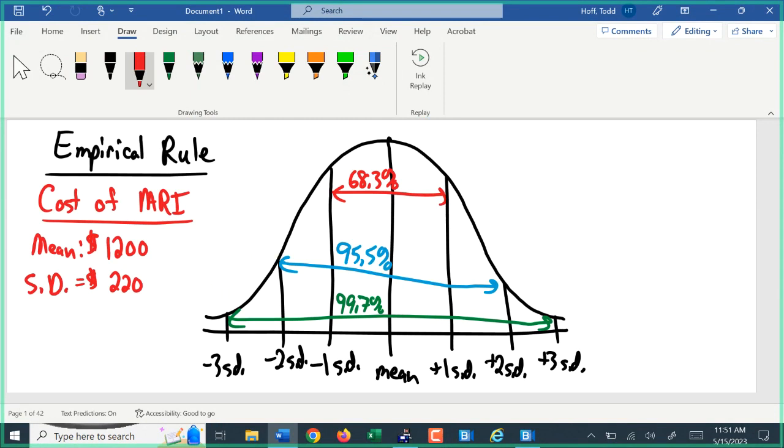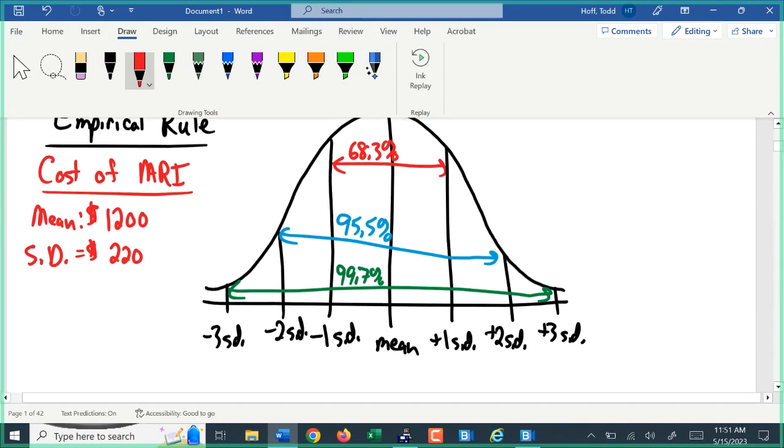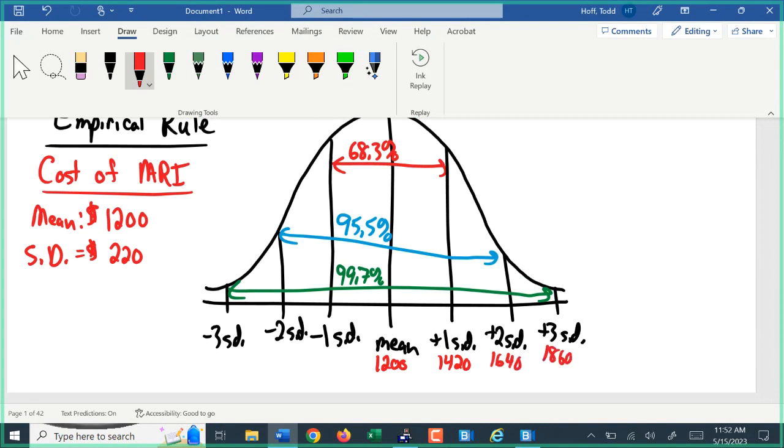So what that means is on this curve, the center is 1,200, and as we move each step, it's a difference of 220. So let's go to the right first. We're going to add the standard deviation each time. So 1200 plus 220 will be 1420. This will be 1640 and 1860. We just added the 220 standard deviation for each step. Going the other way, we'll subtract it. So this will be 980, 1200 minus 220. This will be 760 and 540.